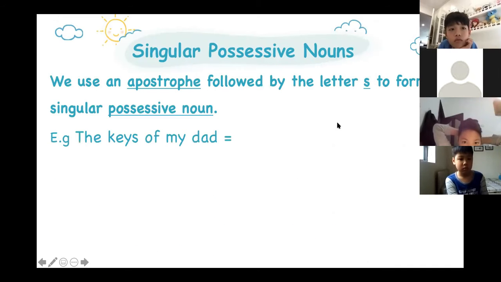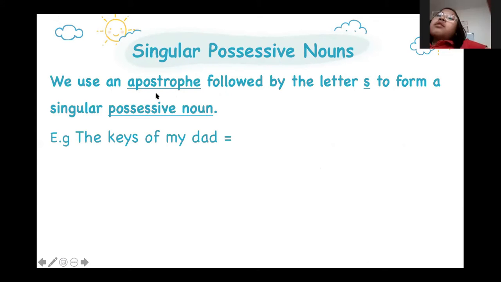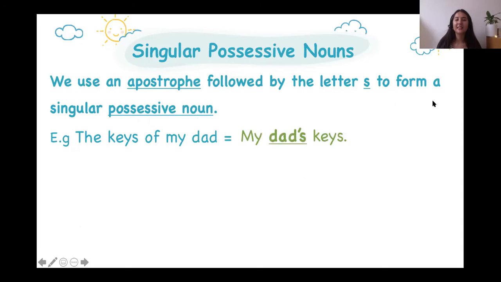Let's have a look. Who can read this sentence for me? I'm going to ask Cherry. Cherry, can you read for me? We use an apostrophe followed by the letter S to form a singular possessive noun. For example, the keys of my dad equals my dad's keys. Very good. Well done.